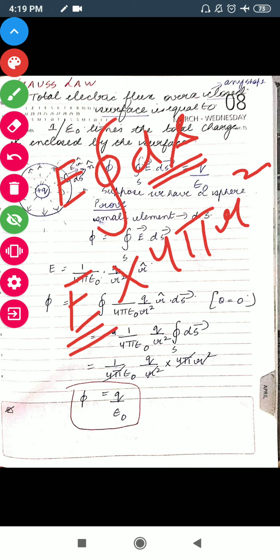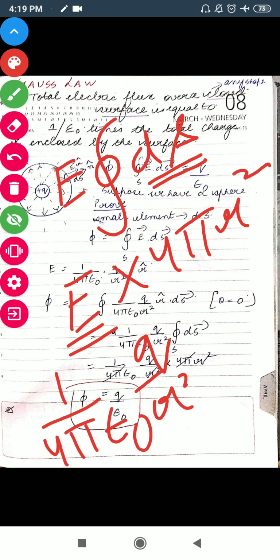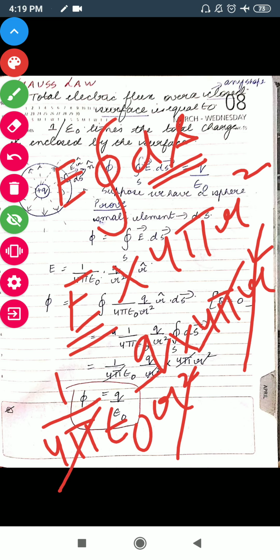E is 1 upon 4 pi epsilon naught q upon r square into 4 pi r square. Now if you cancel out r square, 4 pi and 4 pi, you are left only with q upon epsilon naught, and this proves your Gauss law: that the total flux over any closed surface is 1 upon epsilon naught times the charge enclosed in that particular surface.